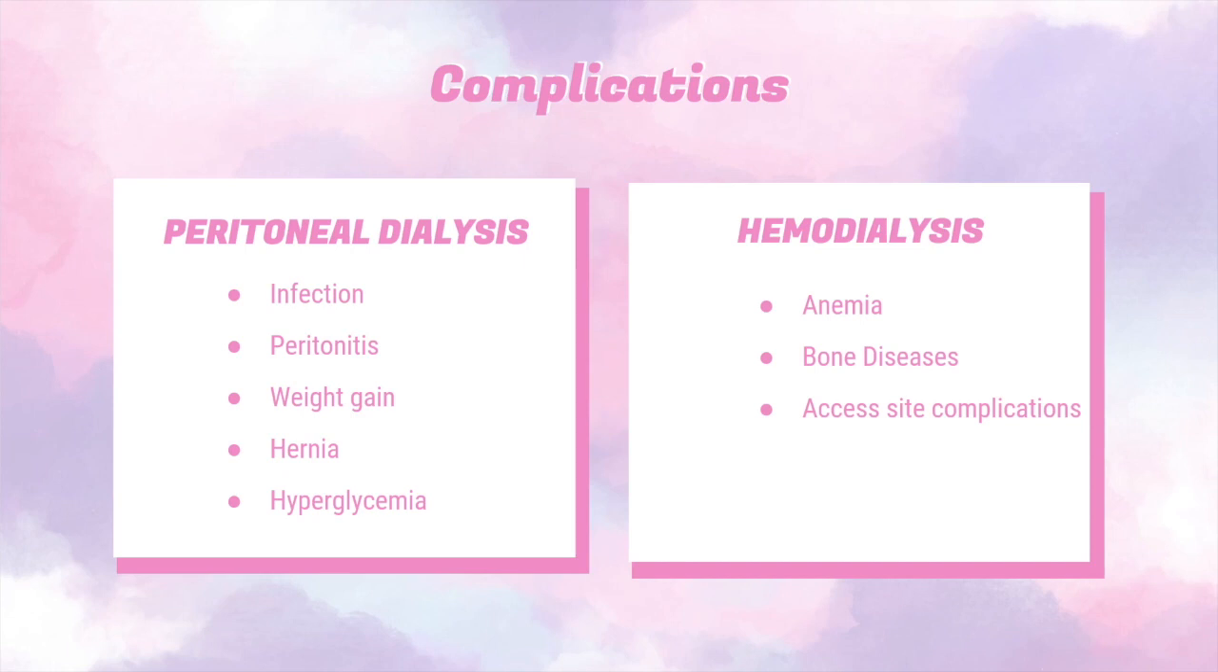Failing kidneys reduce the production of a hormone called erythropoietin, which stimulates the formation of red blood cells. Second is bone diseases. If your damaged kidneys are no longer able to process vitamin D, which helps you absorb calcium, your bones may weaken.